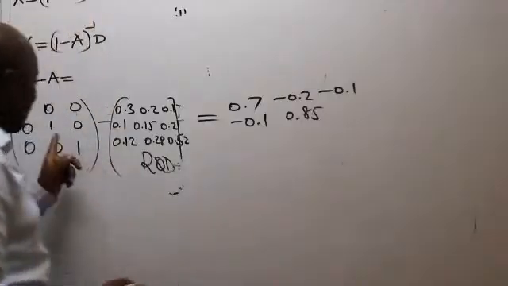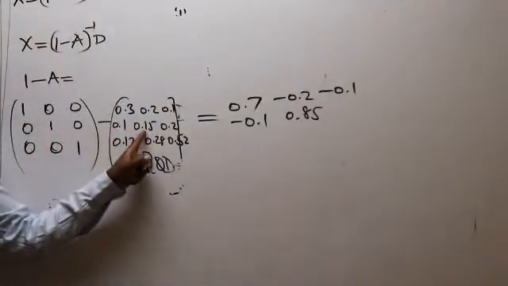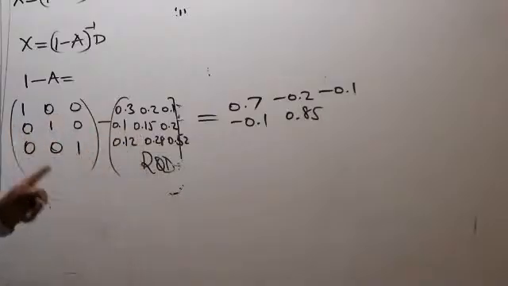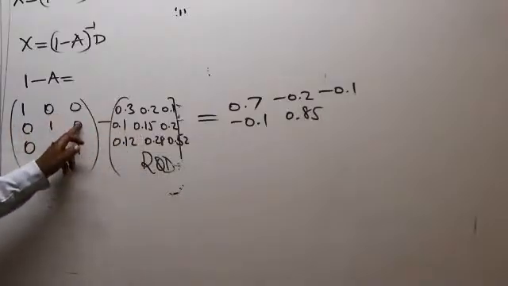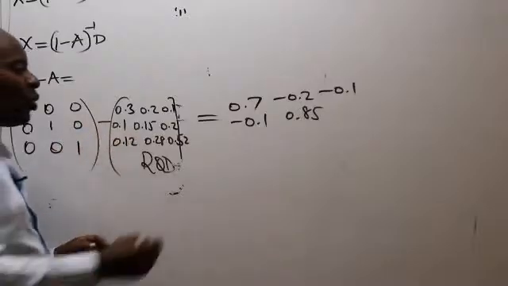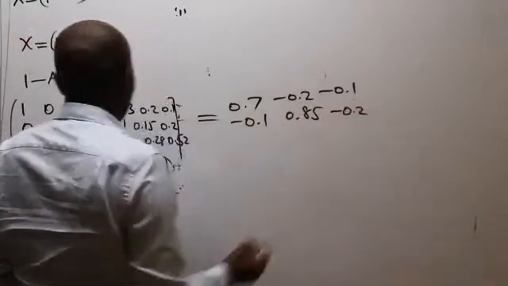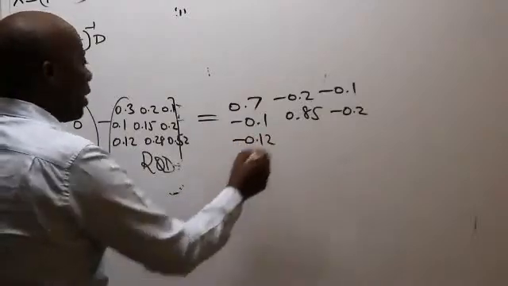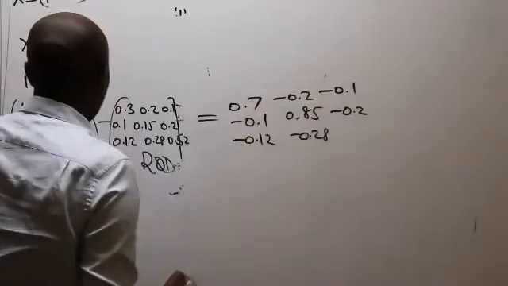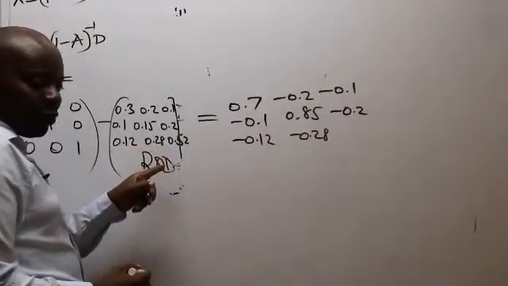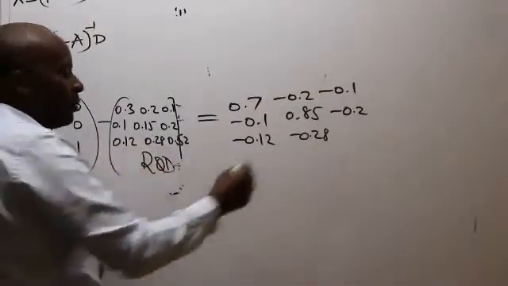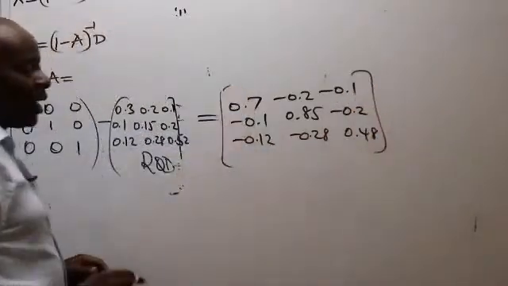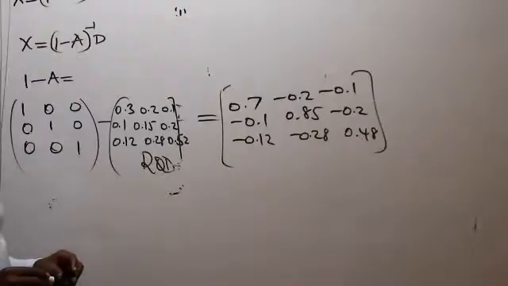Let me move slowly here. Remember, it is the second one here and the second one here. So I'm subtracting this one and 0.15, which will give me 0.85. The third element here will be 0 minus 0.2, which gives me minus 0.2. And then we come here, we have minus 0.12, we have minus 0.28, and then the last one will be 1 minus 0.52. That gives me what here, somebody? Gives me 0.48, like that.